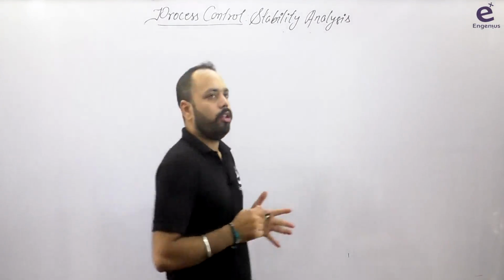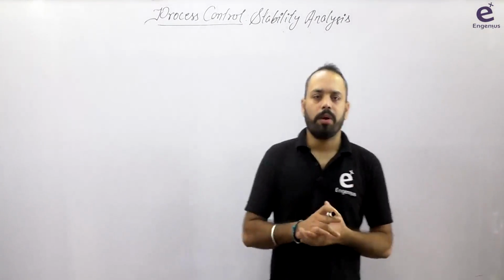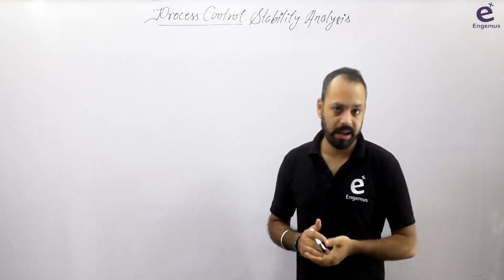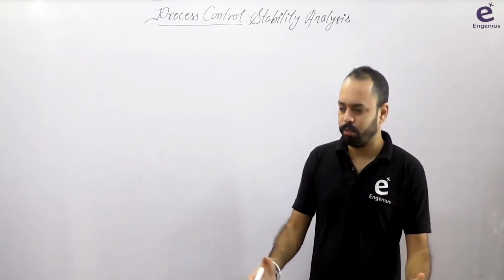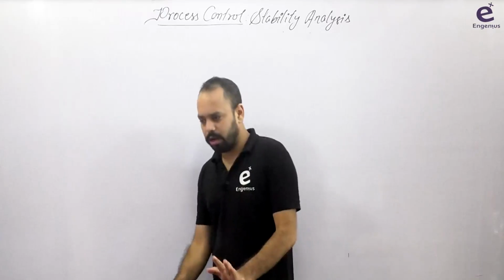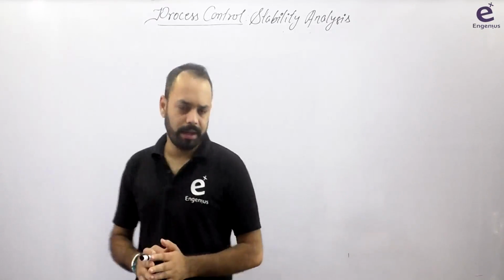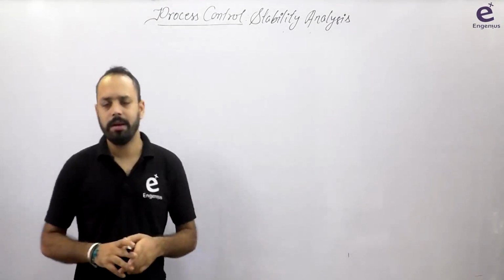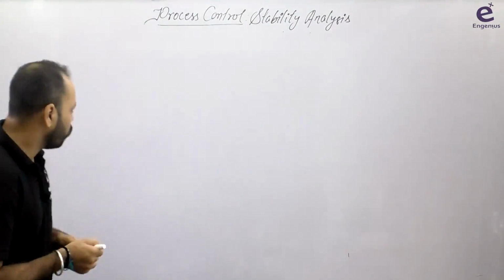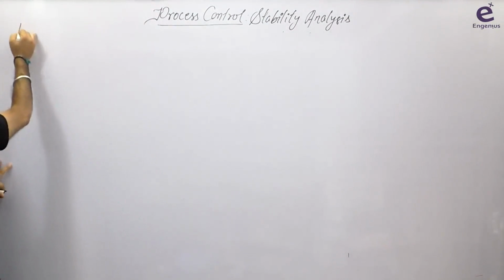Now the question arises, sir, we have done amplitude ratio, we have done phase angle, we know how to make Bode plots, but what is the use of all this? Because so far, apart from Routh stability criteria, we have not done any other stability criteria. So put the heading Bode stability criteria.